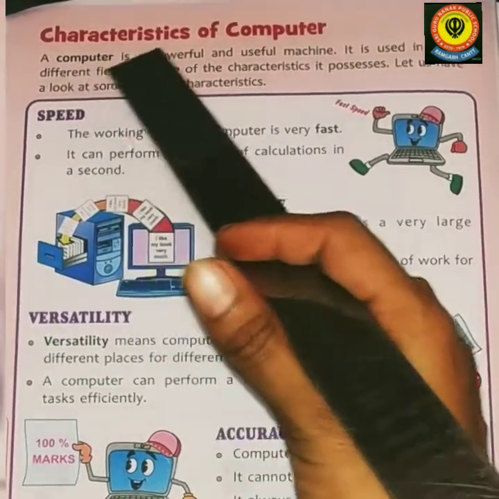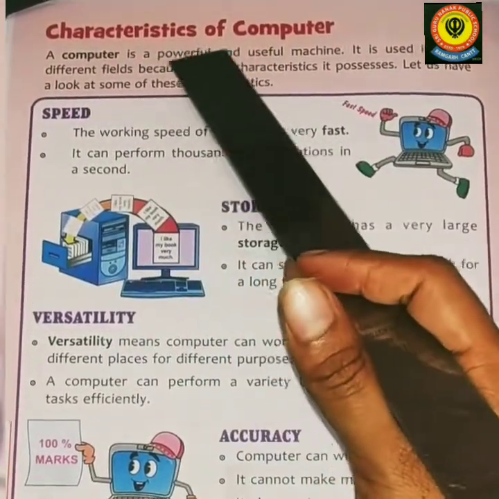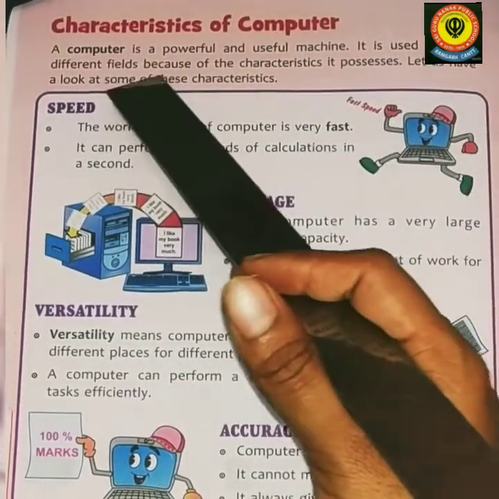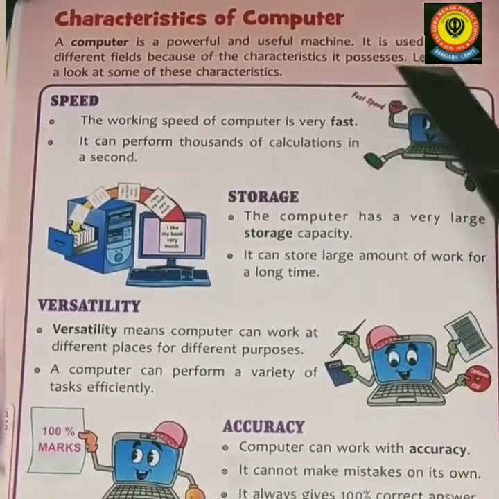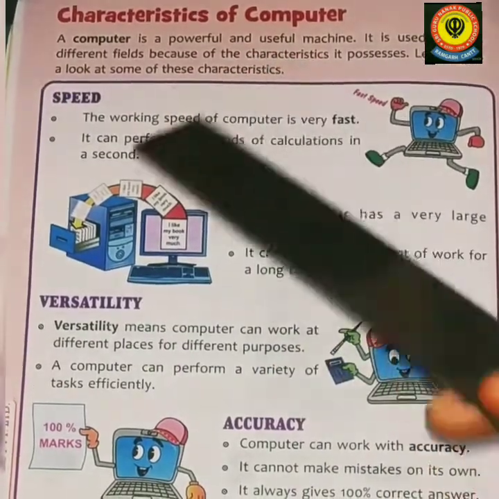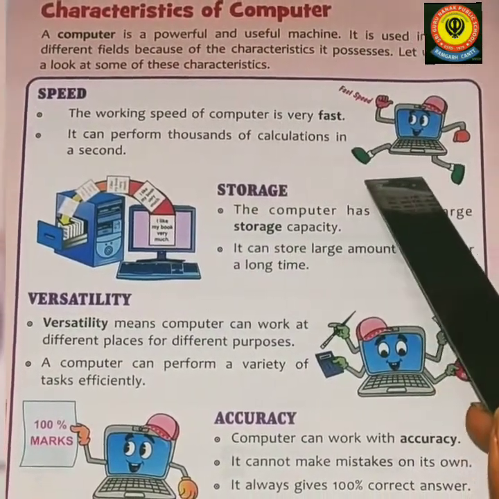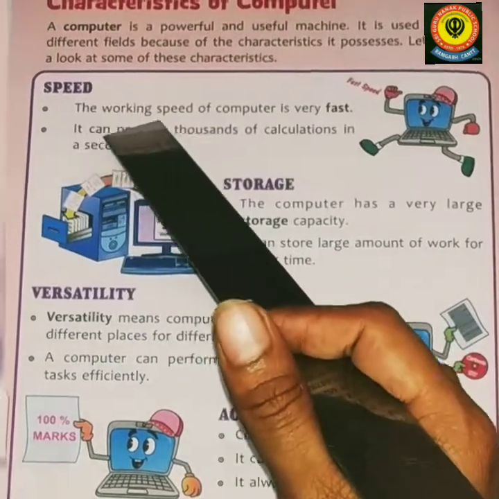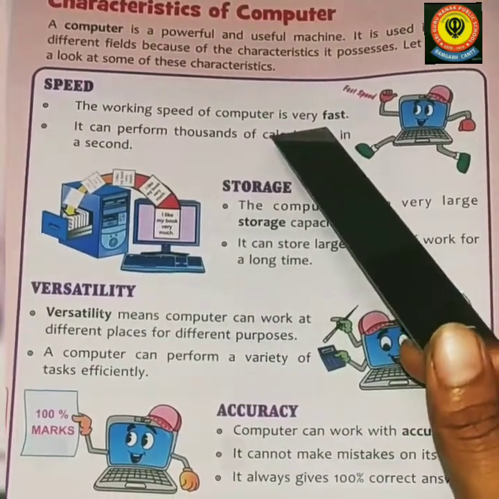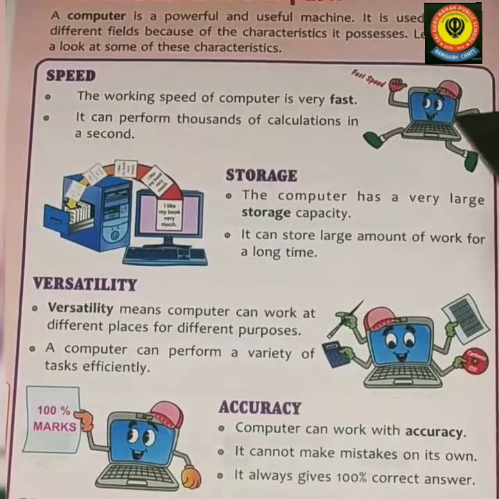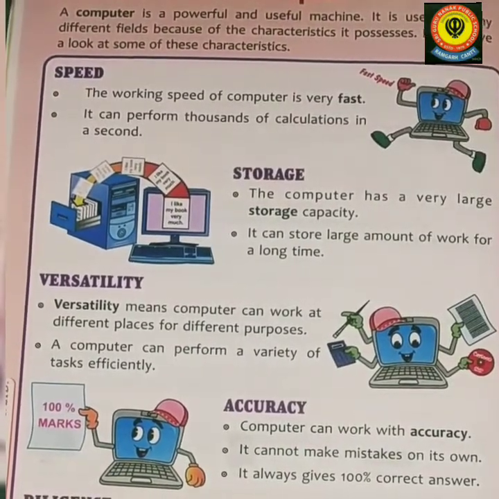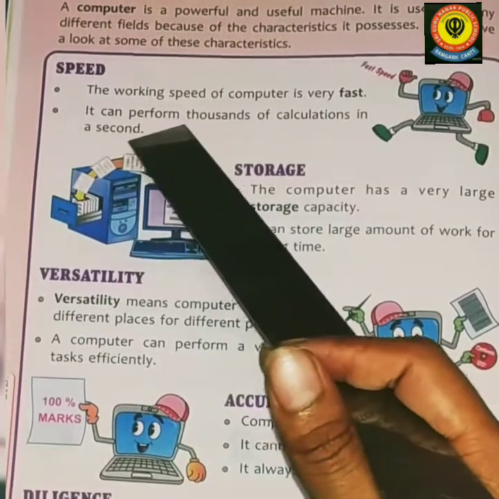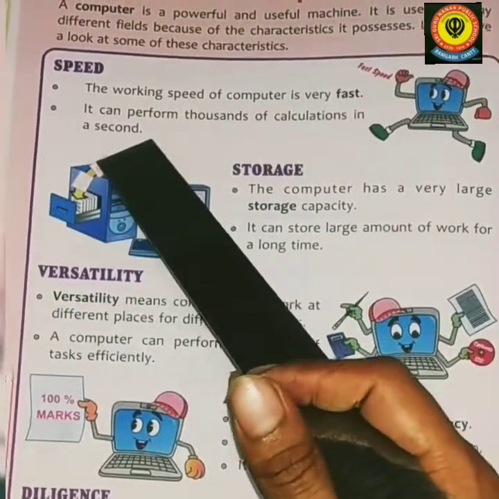Next we are going to study the characteristics of a computer. See in your book, a computer is a powerful and useful machine. It is used in many different fields because of its characteristics. Let us have a look at some of these characteristics. First is speed. The working speed of a computer is very fast. It can perform thousands of calculations in one second.